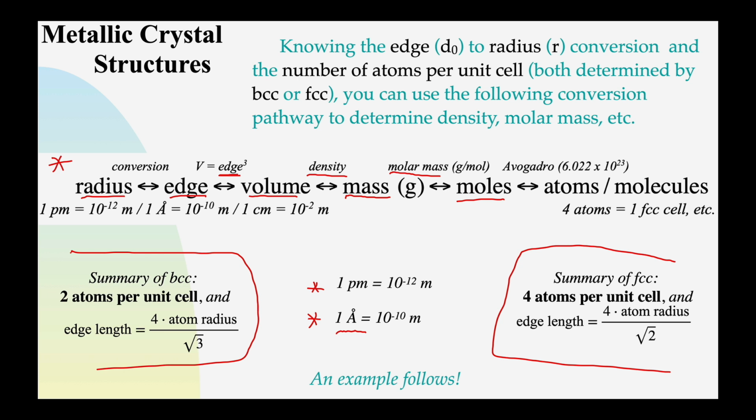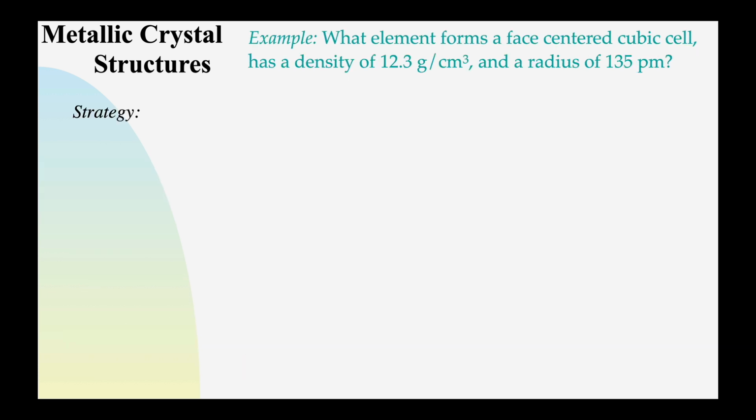But getting started with it can be a little bit weird. So let's look at an example. This is the kind of question you might see in this section, and it says, what element forms a face-centered cubic cell, has a density of 12.3 grams per centimeter cubed, and a radius of 135 picometers? Okay, well, at first that would seem a little daunting, because there's a lot of new terms here and they're not very familiar, and it's not really clear how these things all pop up.